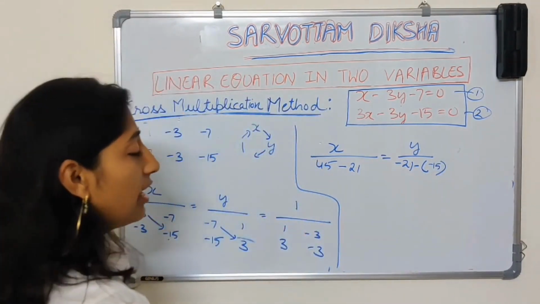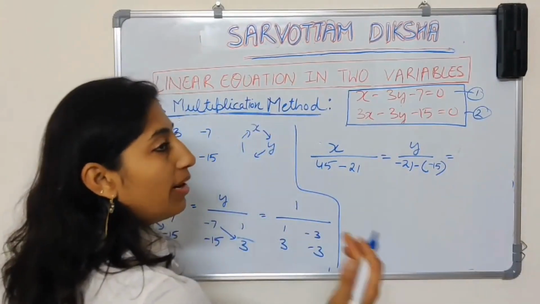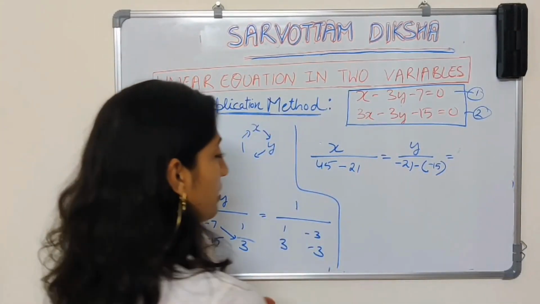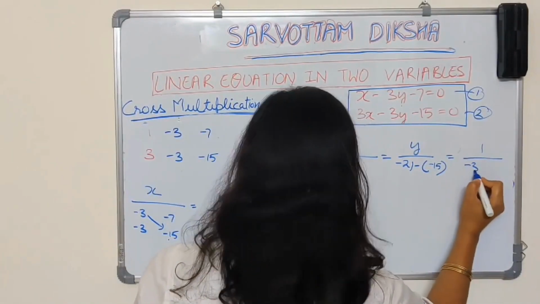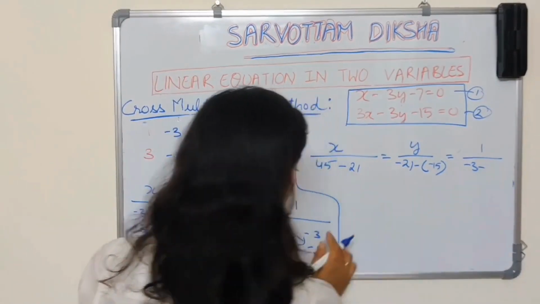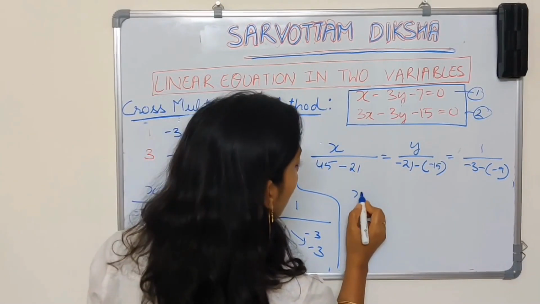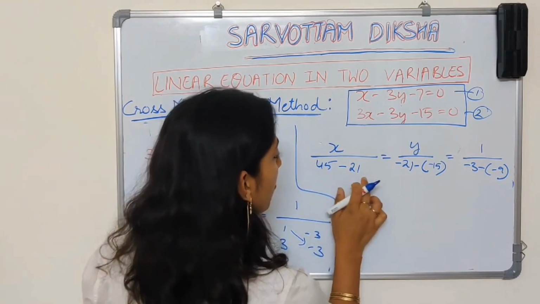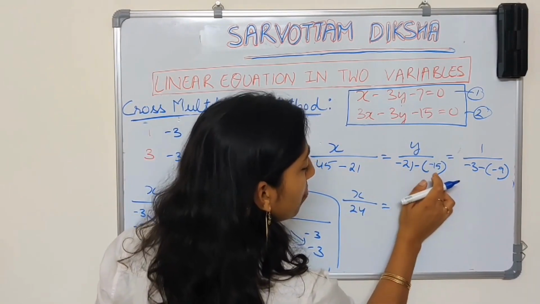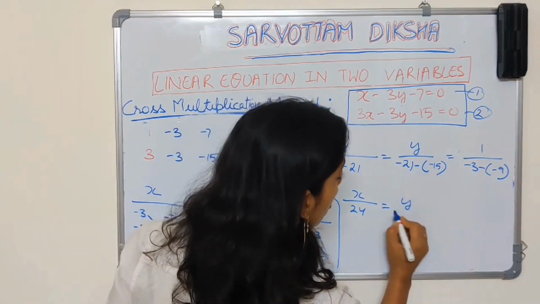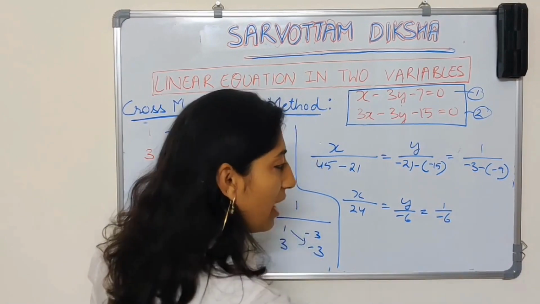Keep brackets. It helps us eliminate errors made due to multiplication of plus and minus. So below, 1 into minus 3. Minus 3 into minus 3, minus 9. What will I get here? I will get 45 minus 21 is 24. Here minus 1 becomes plus. So y upon minus 6. Here I will get 1 upon minus 6.